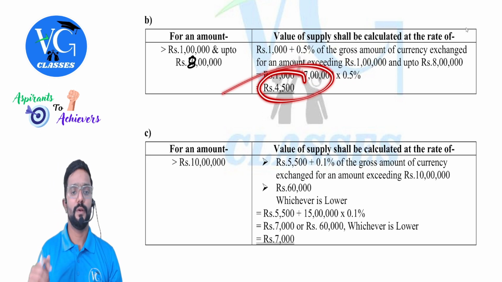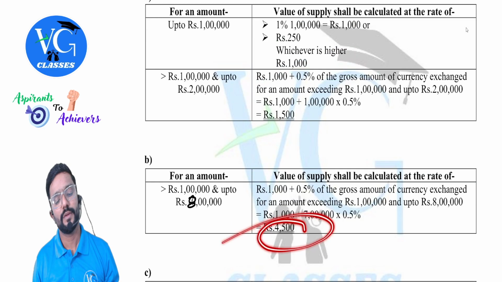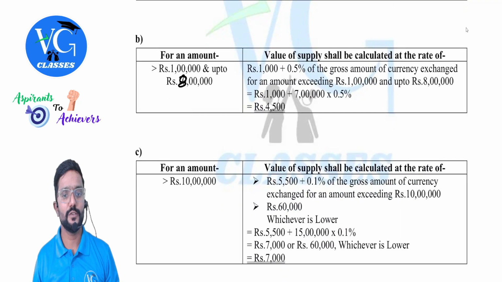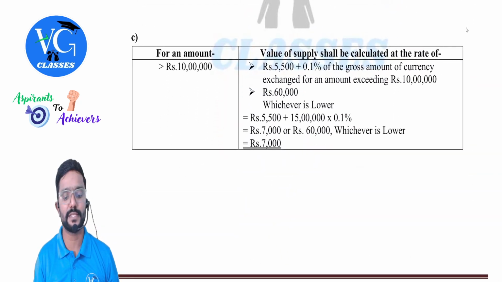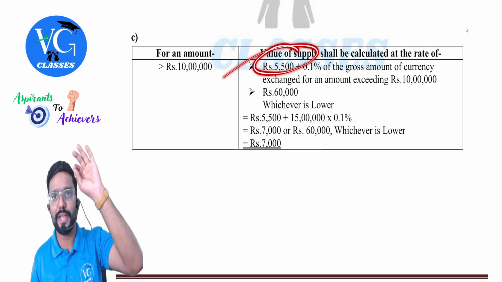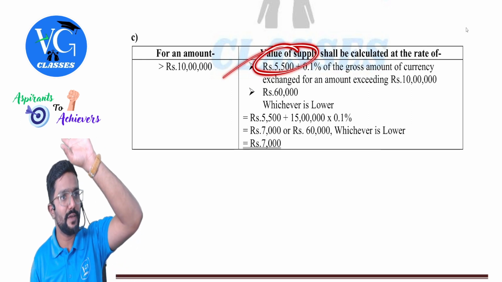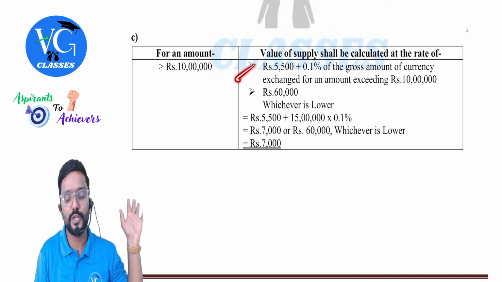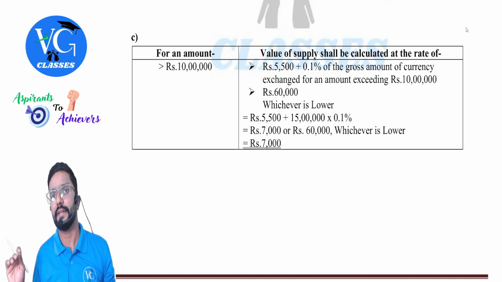Okay. Last one, I am taking it as 25 lakh, more than 10 lakh. So the first two slabs remain the same. What is the amount of those two slabs? 5,500. How do we get it? Should I explain? On the first 1 lakh, 1,000. On the remaining 9 lakh, it would be 4,500. So the total comes to 5,500.